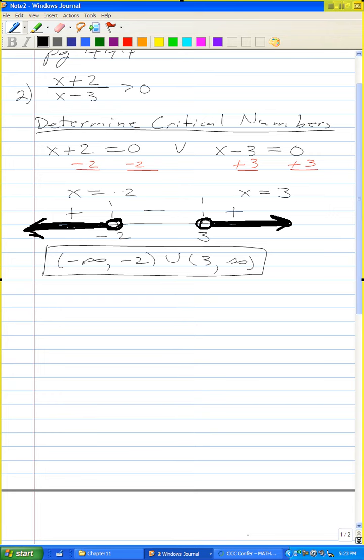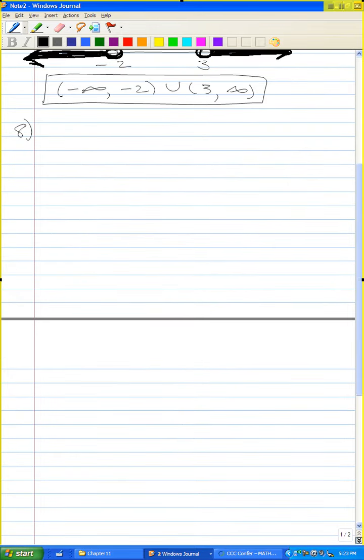Okay, let me do problem number 8: negative 4x over x minus 3 is greater than 3. In this case, it's not in standard form yet. And so I will subtract 3 from both sides of my inequality.